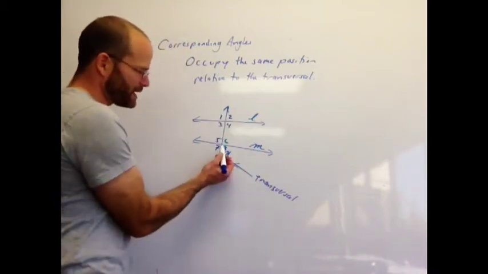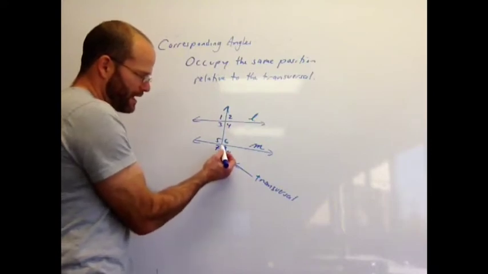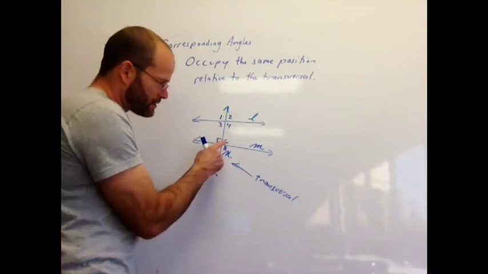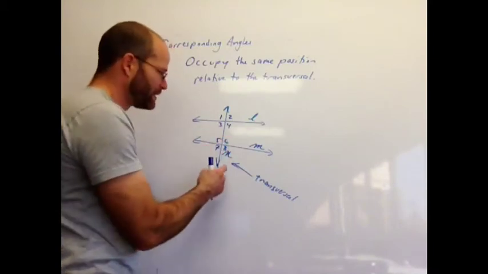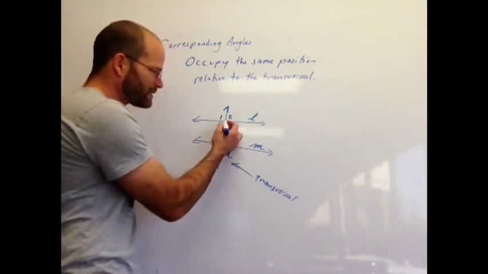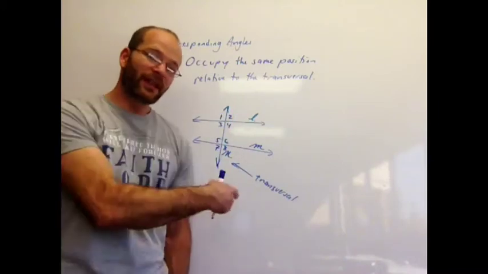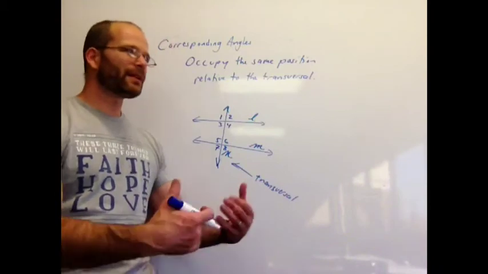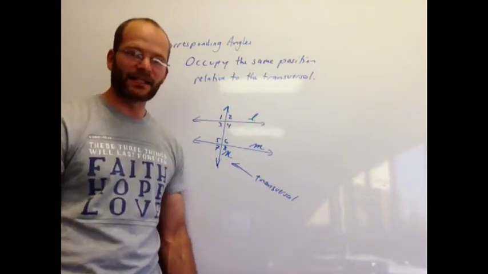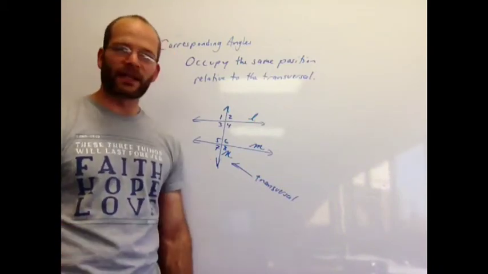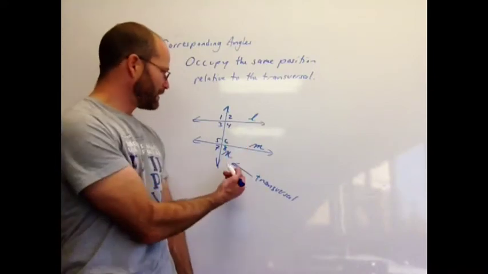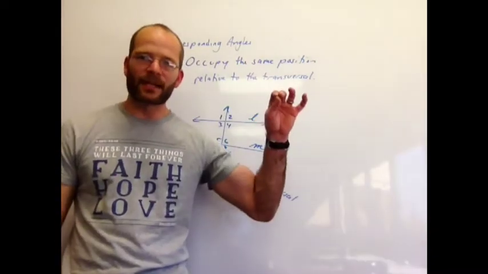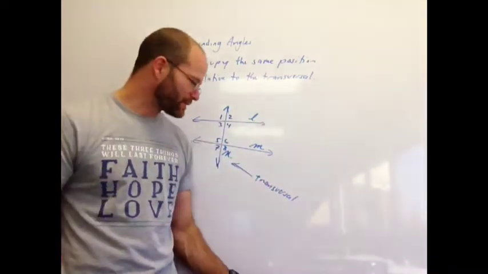If I come to this intersection, I'm on the transversal, and I look across this corner, with respect to the intersection, this would be the northeast corner of the intersection. That's angle 6. If I come to this intersection, angle 2 is the northeast corner. Those two corners, the ones that correspond to each other, the ones that are the same relative to the transversal and its intersection with the lines, those are called corresponding angles. 2 and 6, again, 4 and 8, 1 and 5, 3 and 7. Corresponding angles. They occupy the same relative position at these different intersections.